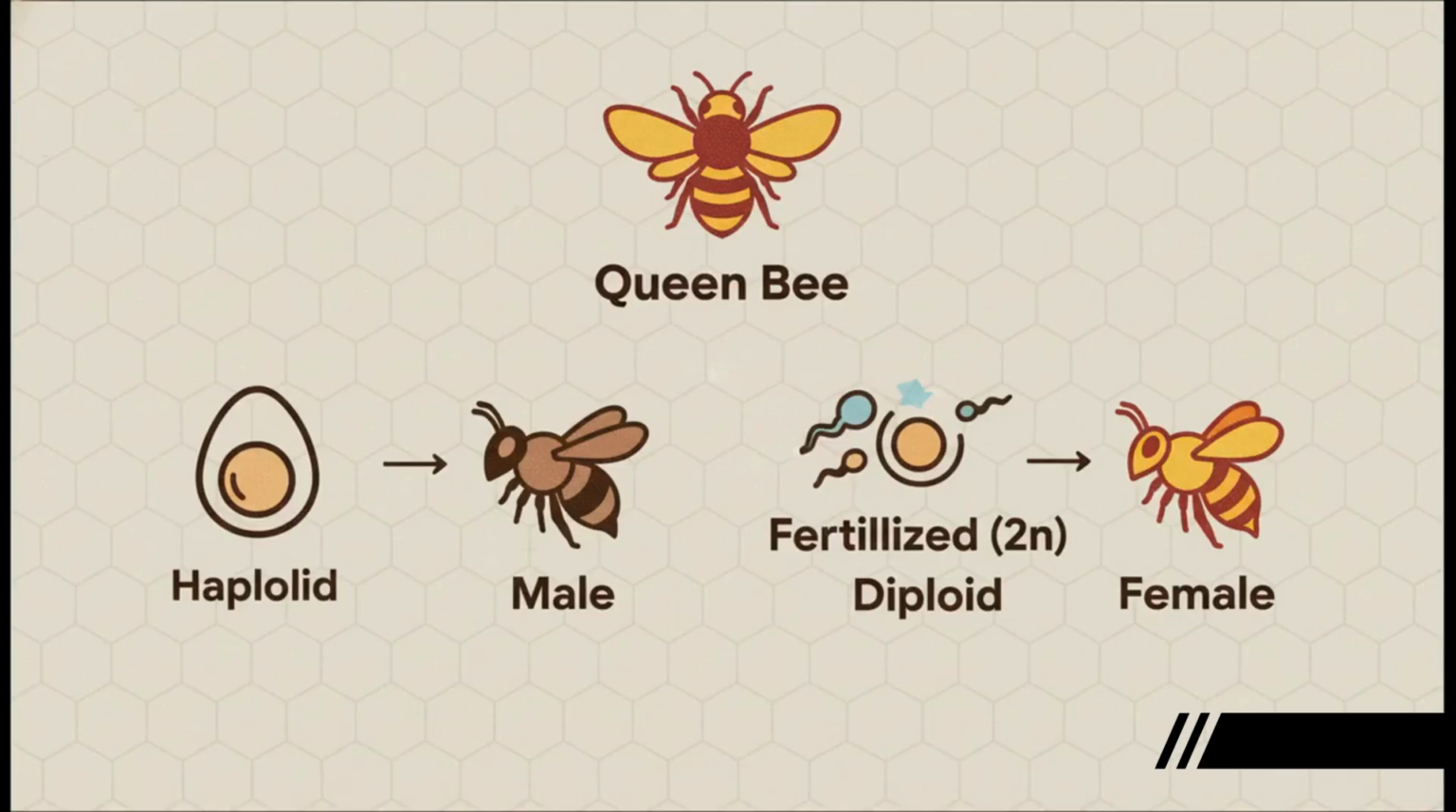The queen bee lays her eggs. Now, if one of those eggs gets fertilized by a sperm, it now has two sets of chromosomes. It's diploid. And that diploid egg will always grow up to be a female. But what if an egg doesn't get fertilized? It still develops, but since it only has the one set of chromosomes from the queen, it's haploid. And that haploid egg will always grow up to be a male. Which leads to this amazing fact that you should totally remember for your exam. A male honeybee has a mother, but he doesn't have a father.